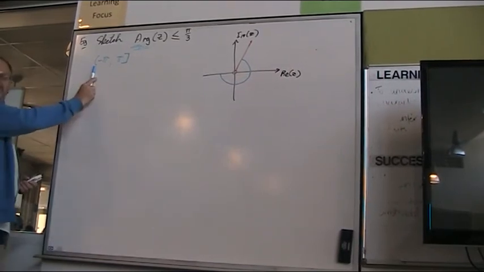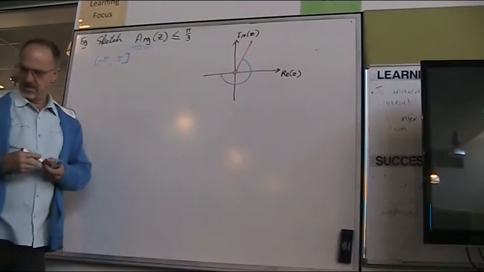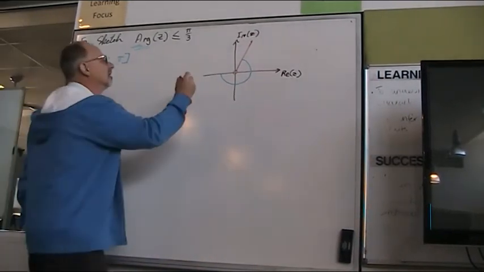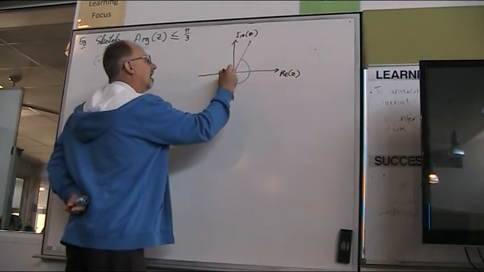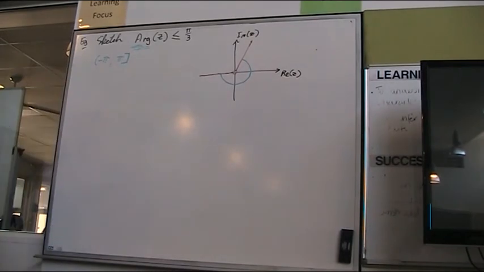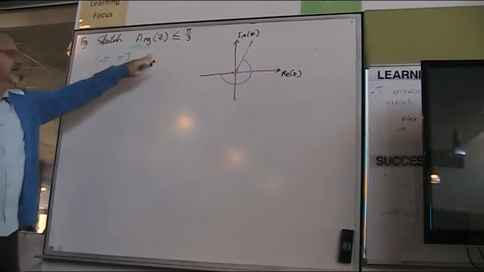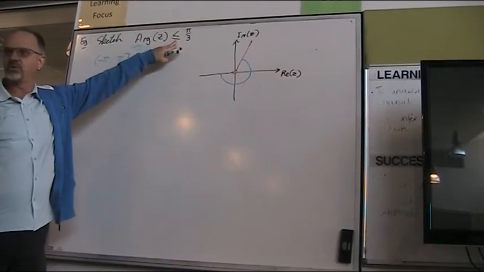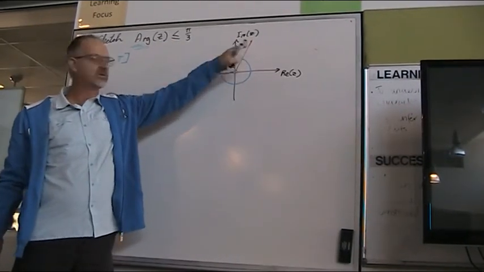But not included, is it? So if it's not included, what sort of line would I put? A dashed line. All right, so the dashed line, not included. Here we've got less than or equal to pi on 3, so that's why I've got a solid line there, because it's equals as well.